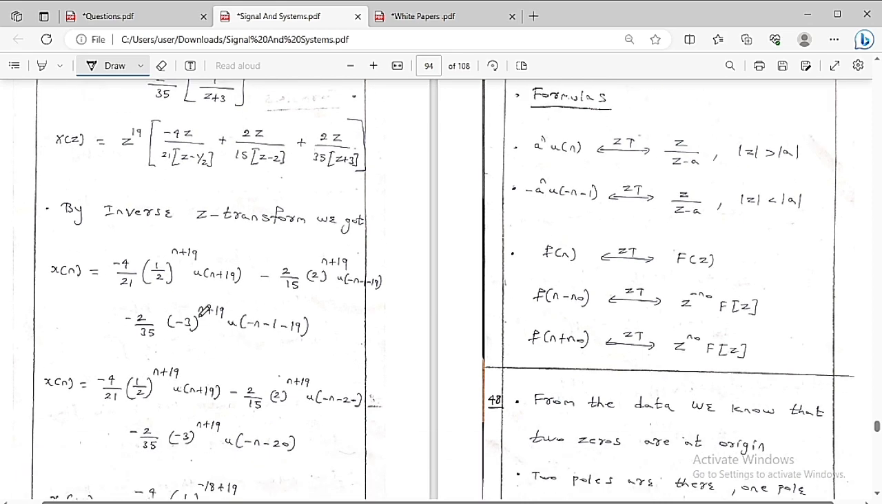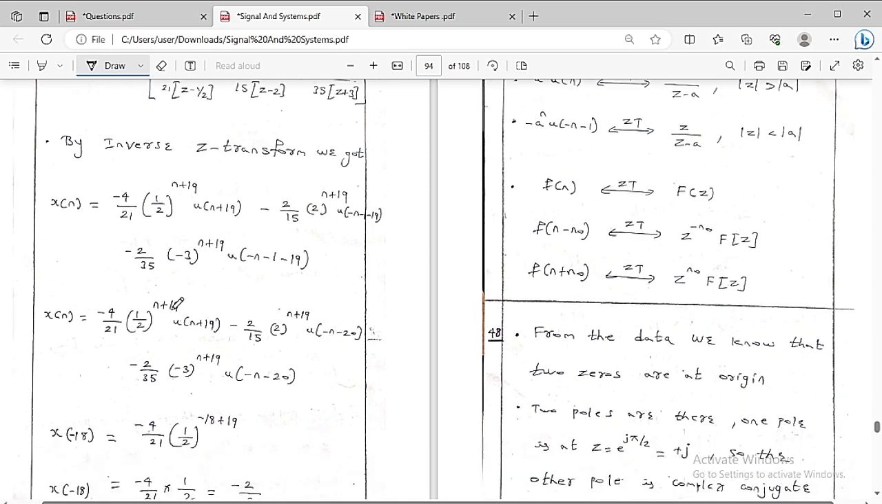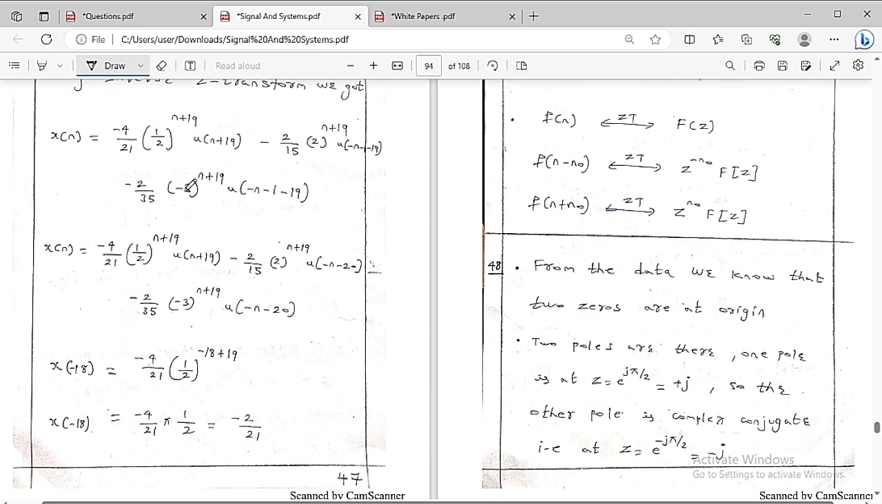So if we simplify, the first term is the same as it is. Second term, minus 1, minus 19 is equal to minus 20. Minus 1, minus 19 is nothing but minus 20. And the remaining things are the same as they are. So this is the final x(n) value we have got. Now I will tell you how I got this one also, but you just wait for 2 minutes.